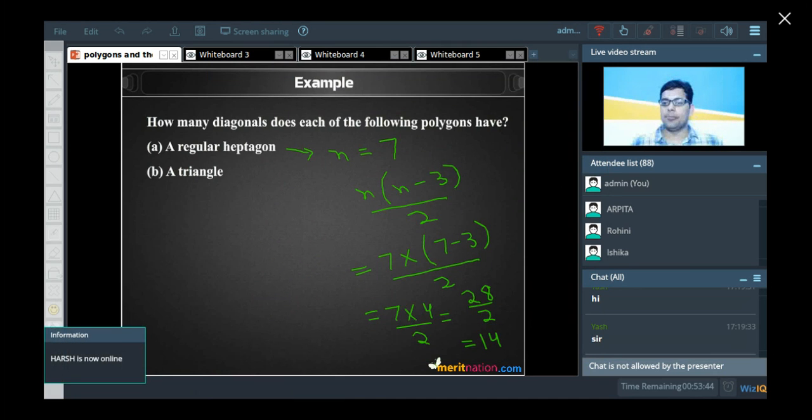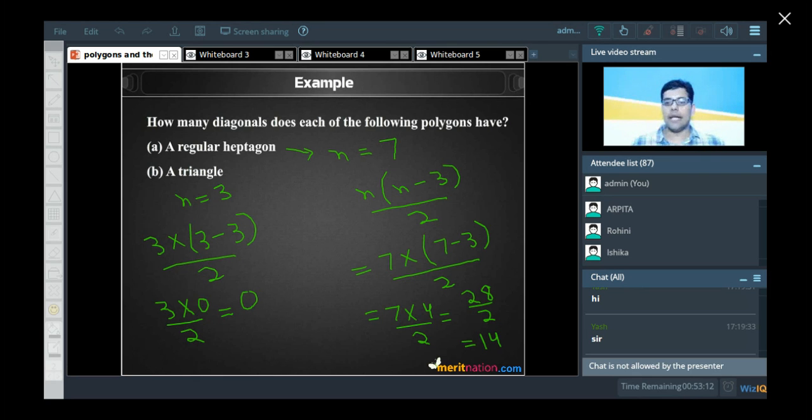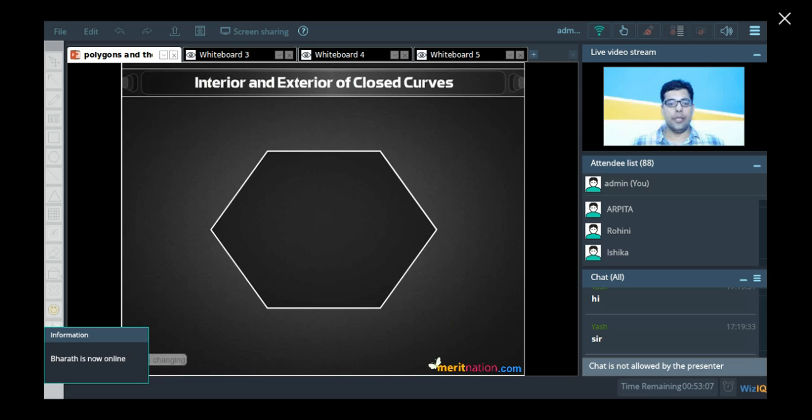Next, the B part here, a triangle. The triangle contains 3 sides or 3 vertices. So n equals 3 in the case of a triangle. So we can say number of diagonals is 3 multiplied by 3 minus 3, all divided by 2. Now 3 minus 3 is 0. It will become 3 multiplied by 0 by 2, that will become 0 in this case. So for a triangle, number of diagonals is 0. For a regular heptagon, number of diagonals equals 14.